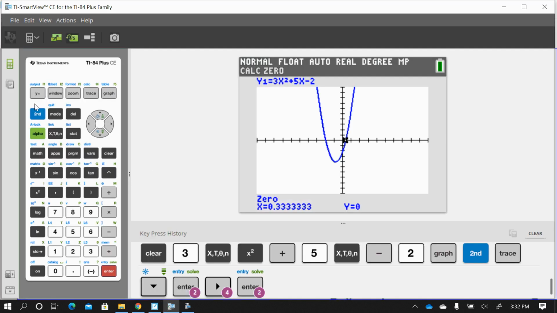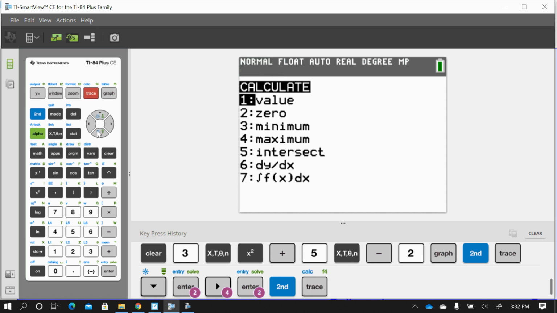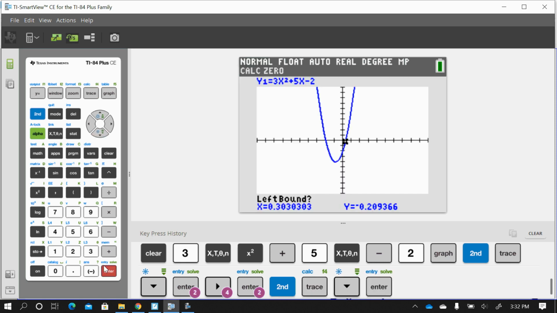I can do that with my second one as well. So I'm going to hit second calc one more time, go down to 0. But this time I want to find this one, not this 0. So I've got to scroll till I'm left of that point. Left this time means I need to be above. So right there is left bound. So I hit enter. I want to go to the right now, so I need to go down below. Okay, that looks right enough.